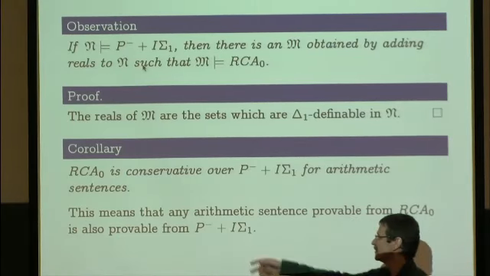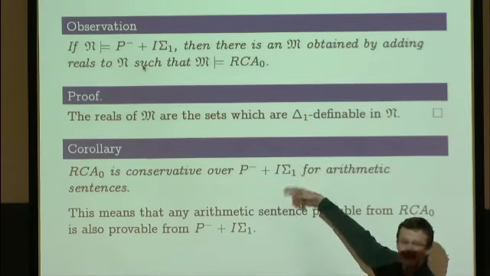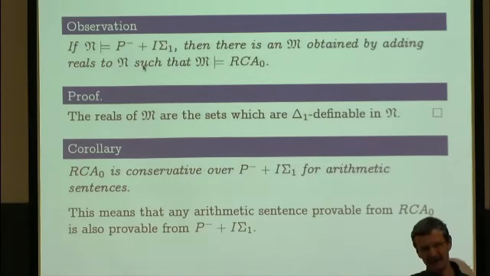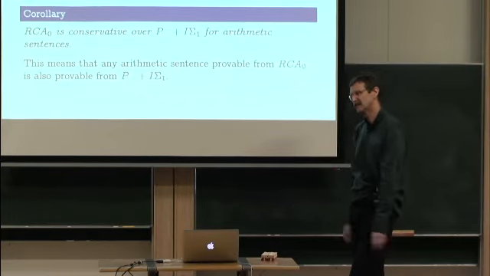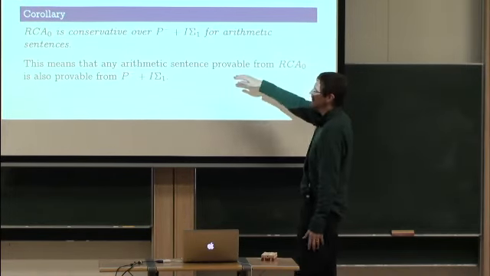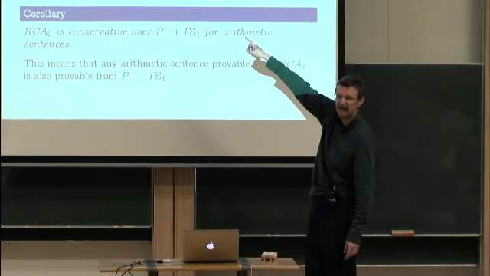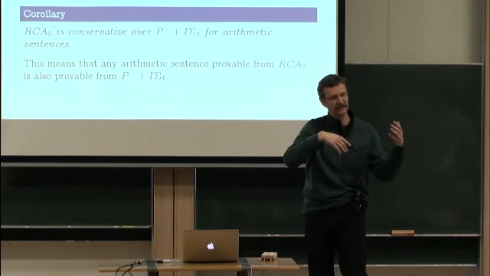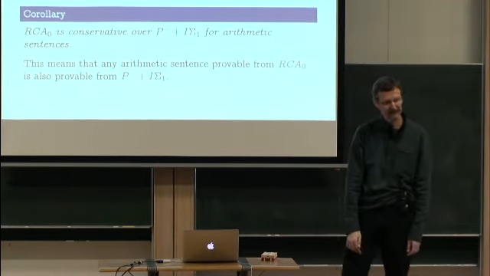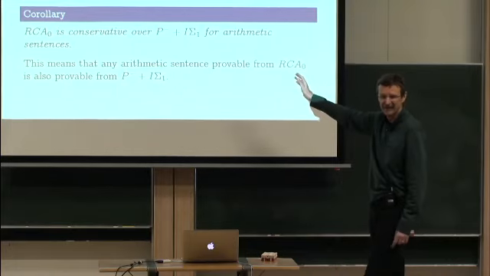Because if a statement is consistent with this first order theory, take a model of it, augment it to get a model of RCA naught. Now you've got a model of RCA naught in which that sentence is also true. So the first order consequences of RCA naught are completely identified by P minus plus I sigma 1. Just the existence of infinite sets doesn't tell you new number theoretic facts. Okay? That's called a conservation theorem.